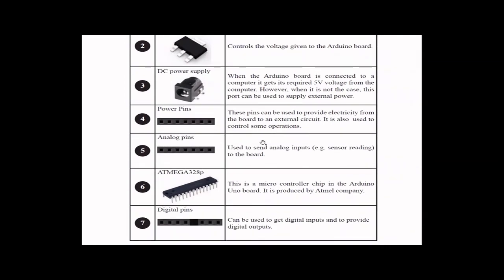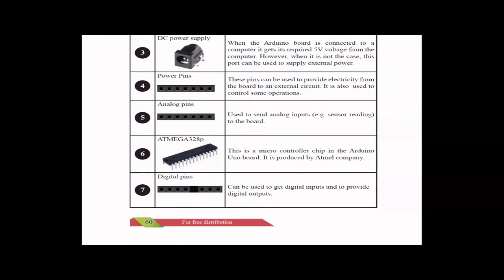Then come the analog in pins. Analog pins can be used to send analog inputs, right? Sensor readings can be sent to the board, right? Because I hope you saw that here we didn't have any built-in sensors. So from other external sensors, we can get the values. So this is a microcontroller chip, right?